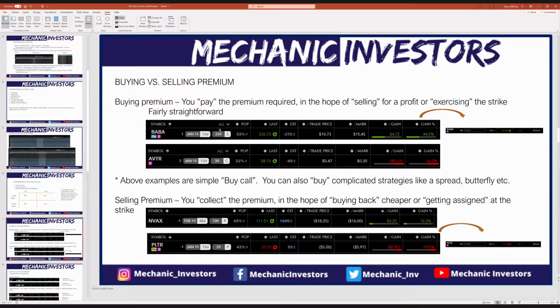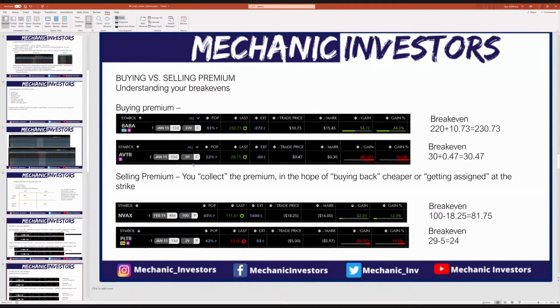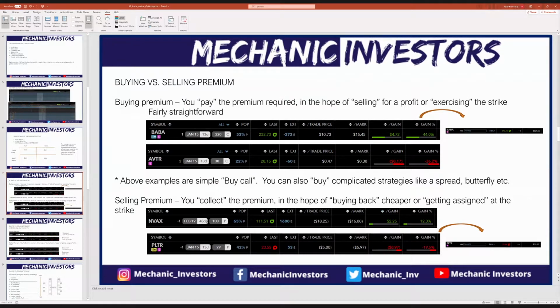We will, in the next slide, talk about the concept of a break even. Let's not go into that right now. But these are two examples of buying a call and what happens when you buy a call. If you look at the trade price here, it will be 220. You are assured that you will be given 100 shares of Baba at 220 because you are willing to pay for it. Then the next example is selling premium.